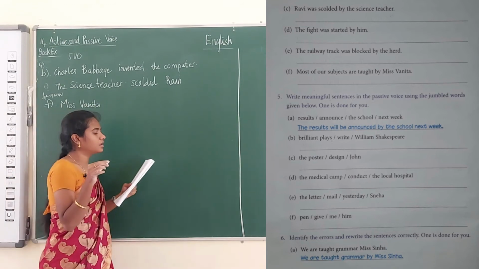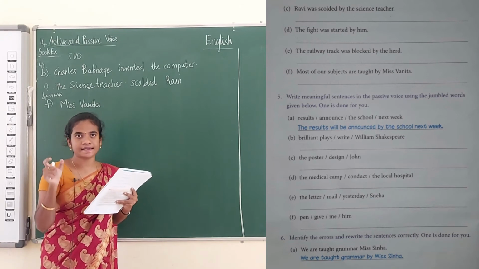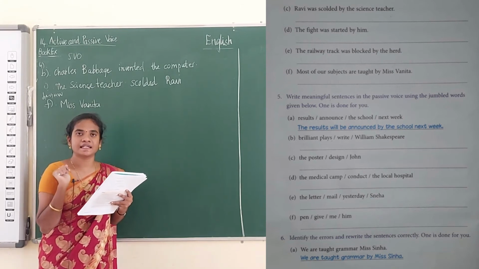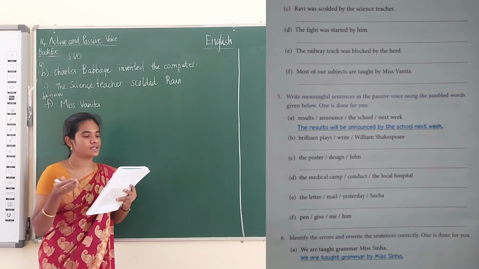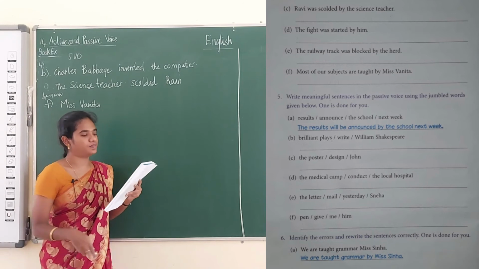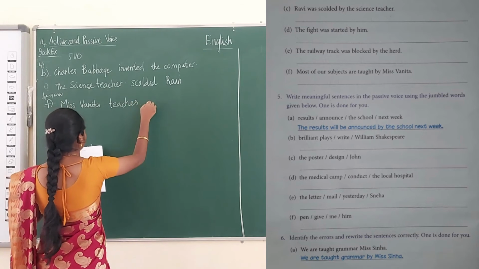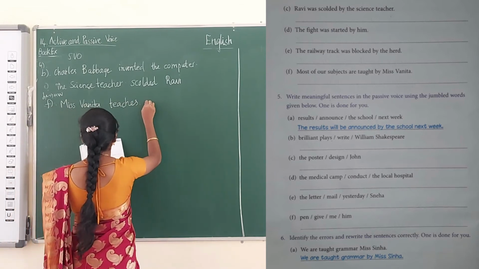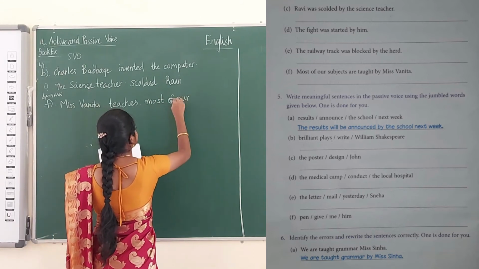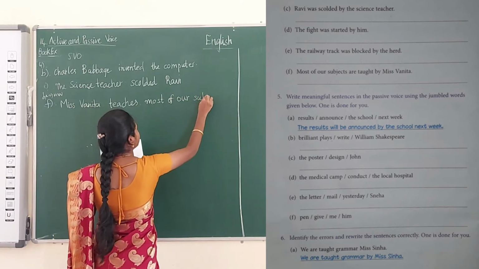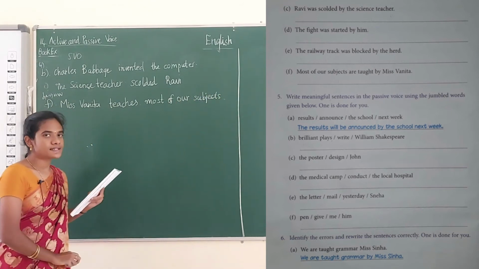So here see the verb, are taught. So it is in what tense? It is in the present tense. How are we finding it is a present tense? Because the be verb are is used here. Are. So it is in the present tense. So we have to write the present tense form of the verb, that is teaches. Then you have to write the object. It is most of our subjects. Okay, Miss Vanita teaches most of our subjects.